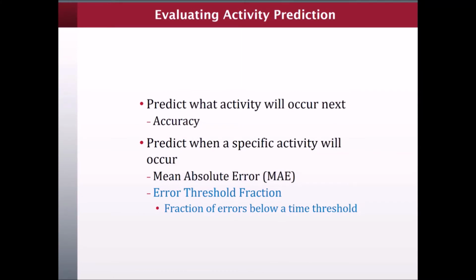Another evaluation measure that we could use would be an error threshold fraction. And this would be the case where we have specific tolerances of error for an application, in which it might be important to be correct down to the hour, down to 10 minutes, down to the minute, or even down to a number of seconds. In this case, we can look at the fraction of errors that occur below a specific time threshold as an evaluation measure.